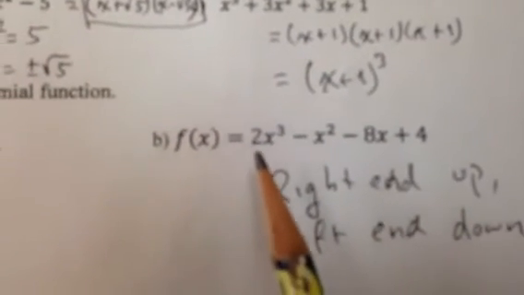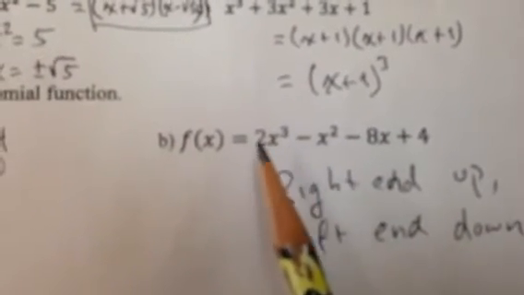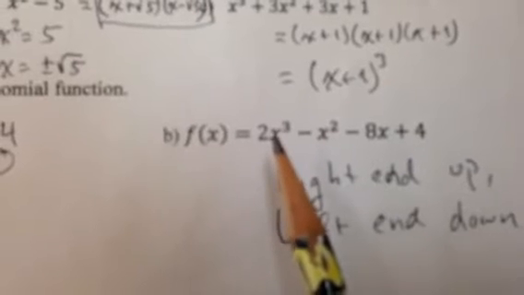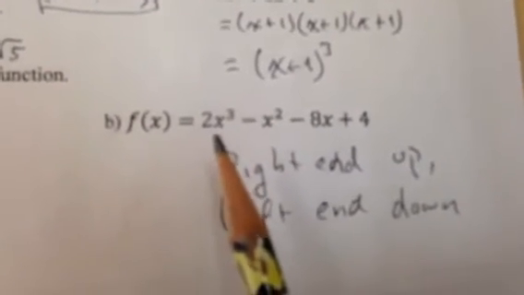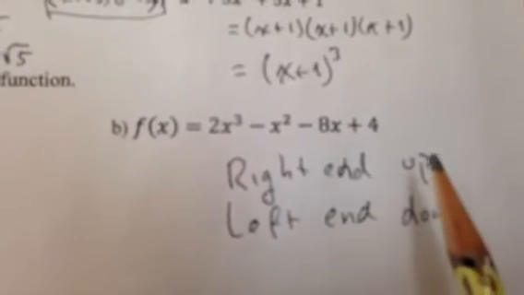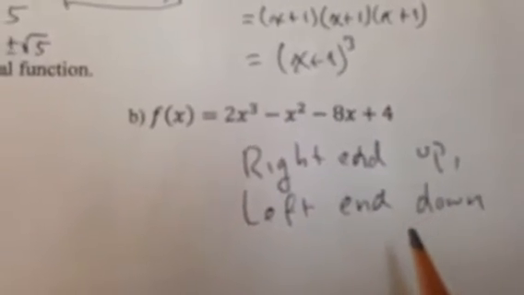This one's a little bit simpler. This is a positive lead coefficient with an odd degree, so that means the ends are going opposite directions, and since it's positive, the right end goes up and the left end goes down.